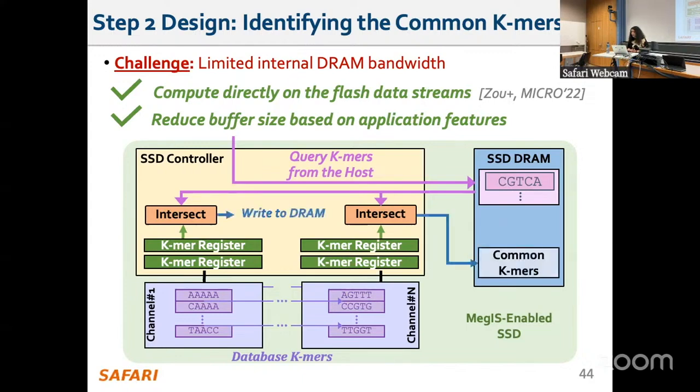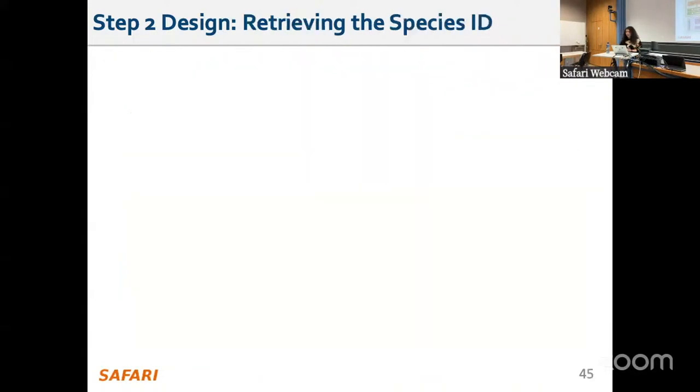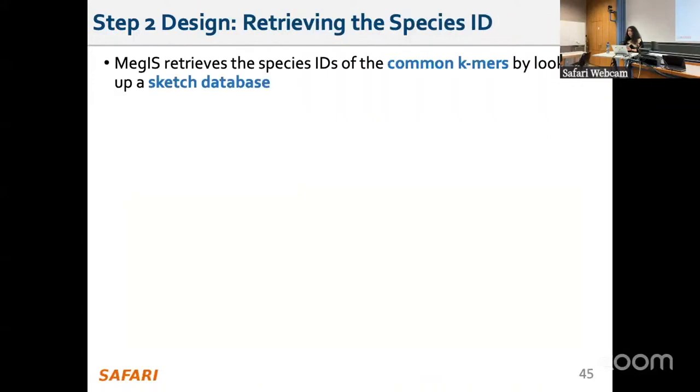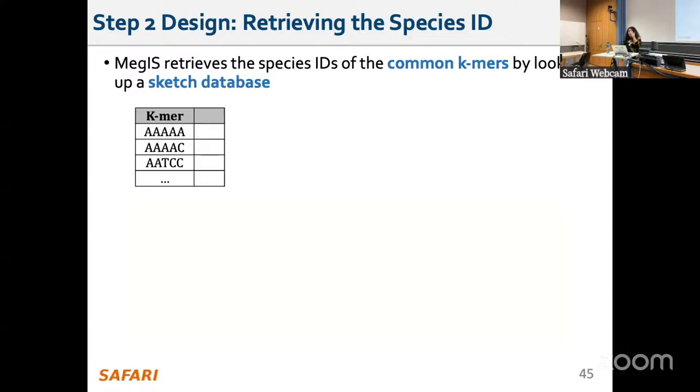So, okay, now we find the intersection between the query k-mers and these database k-mers and write the common k-mers in here. So now the next step is to retrieve the species IDs of these common k-mers by looking up a sketch database. So what is a sketch database? It has the list of these representative k-mers or sketches of different species and the species IDs of these k-mers. So by looking up these common k-mers in here, we would understand, okay, this is from this particular species.